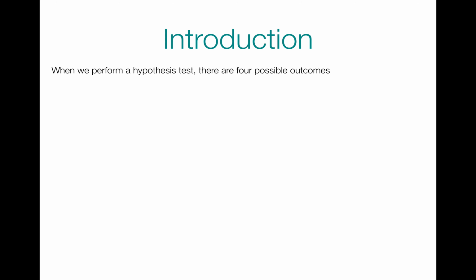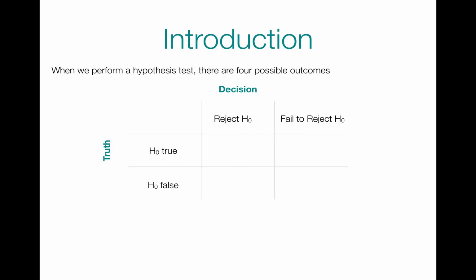So it turns out when we perform a hypothesis test, there are 4 things that could happen. I'm going to arrange them in a nice table. Up top we have the decision we make. We learned last time that we can say one of 2 things. We can say we reject the null, or we can say we fail to reject the null. So those are our 2 possible decisions. On the left, I've got the truth. So the truth is either the null hypothesis is true, or the null hypothesis is false.